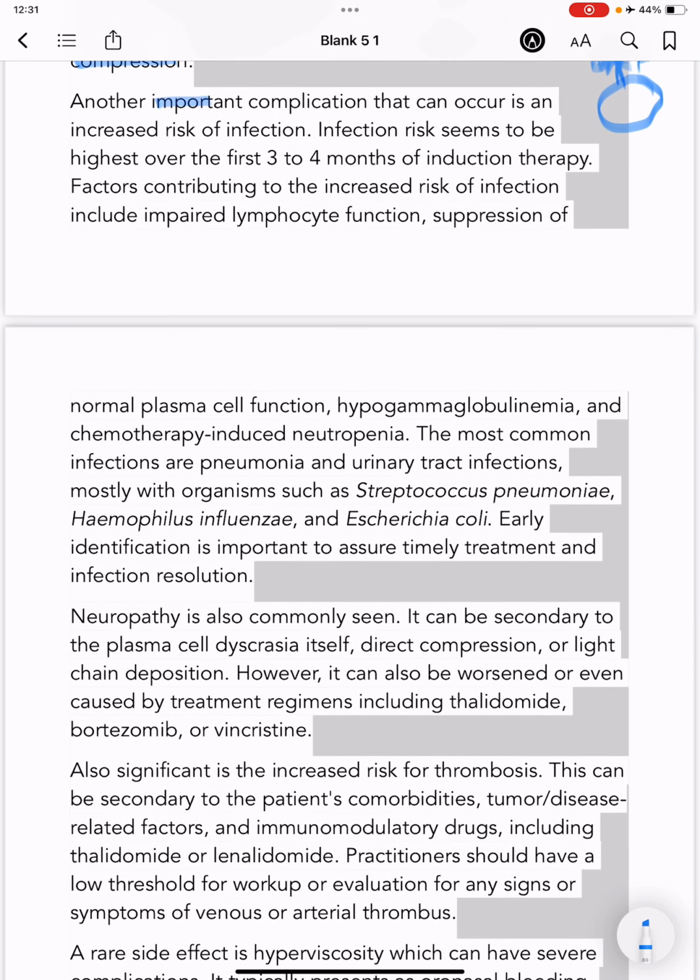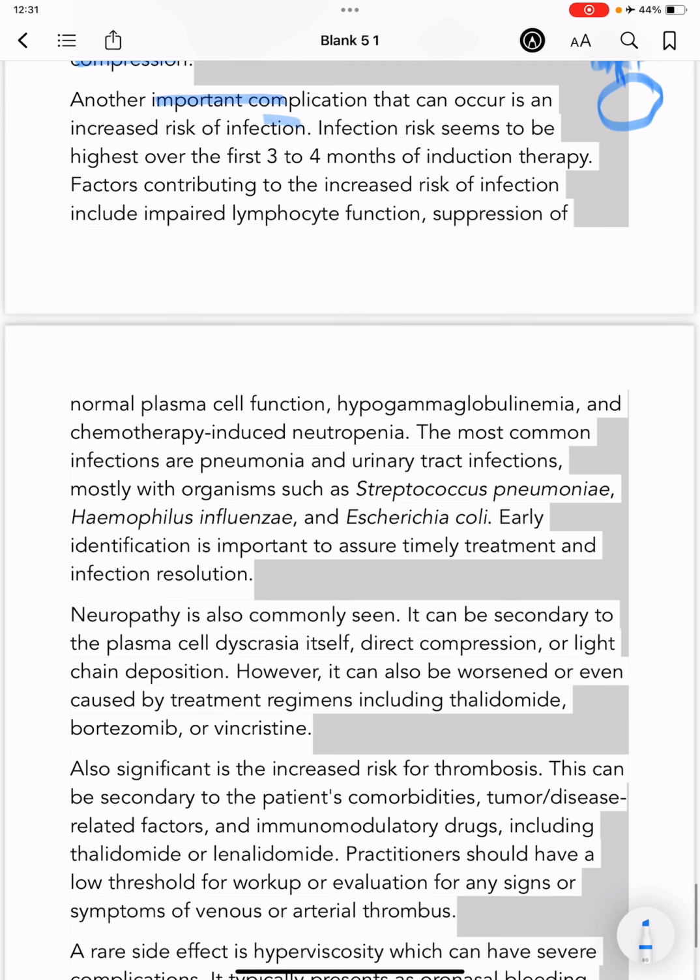And another important complication that can occur is an increased risk of infection. So what is the another important complication which can occur? Infection. The infection risk seems to be highest over the first 3 to 4 months of induction therapy. So when we give this induction therapy to reduce the tumor burden, the infection risk seems to be highest over the first 3 to 4 months.